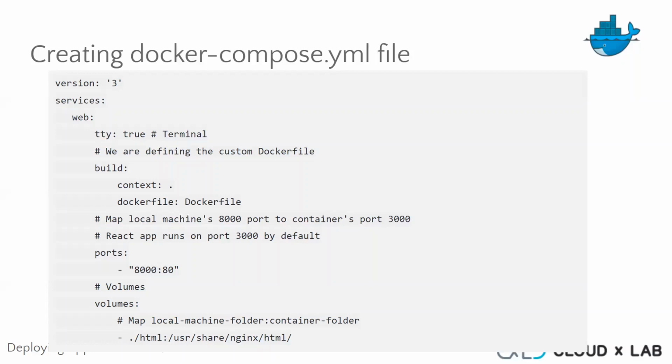Next, ports. Just like we set -p 8000:80 while running the docker run command, here we mention the same mapping of the ports. You can change the port as you wish, instead of 8000 to anything else. Next, volumes.